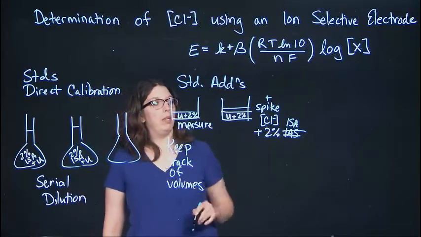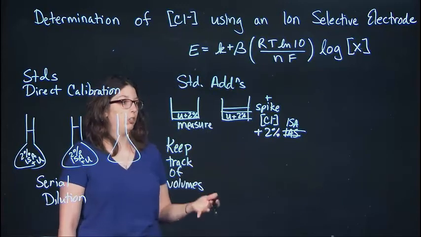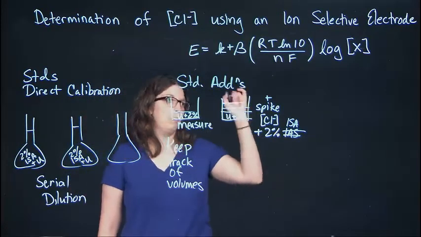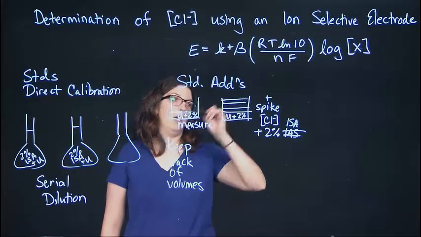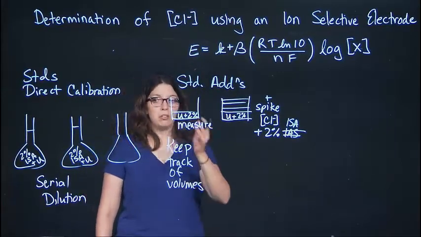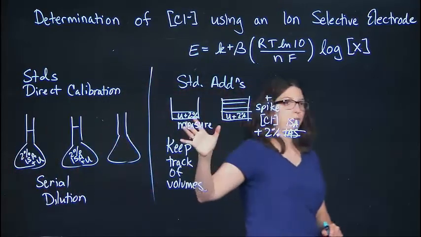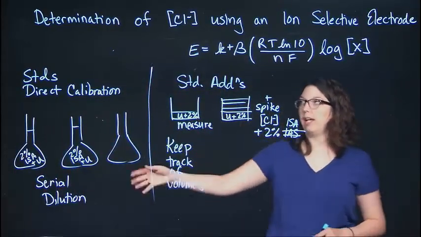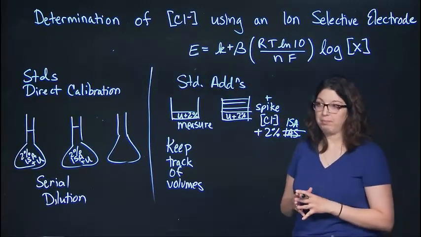So you add this spike, you measure the response on the ion selective electrode. Then you're going to add another spike, and measure the response on the ion selective electrode, again and again. So from these two things, you're going to be able to do two different calibration curves: your direct calibration and your standard addition. You're going to compare these, as I mentioned before.